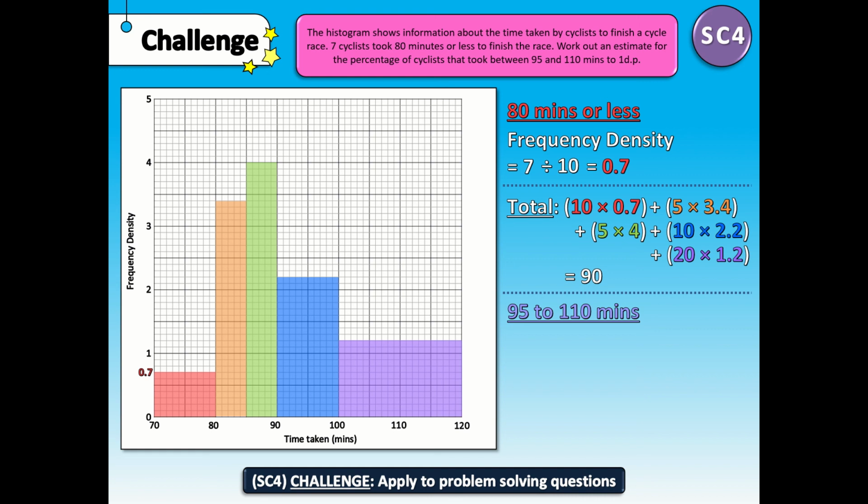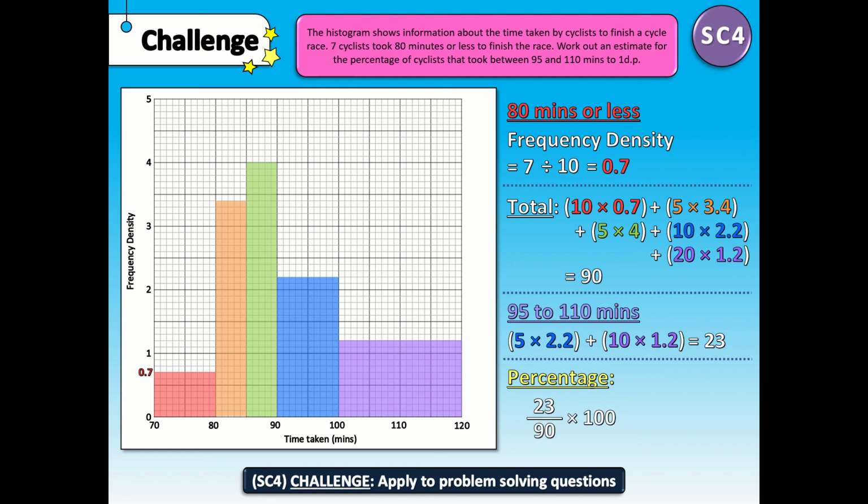Now let's work out how many cyclists took between 95 to 110 minutes. So that's 23. So the percentage, 23 out of 90, times by 100 to make that the percentage. So that's 25.6%.